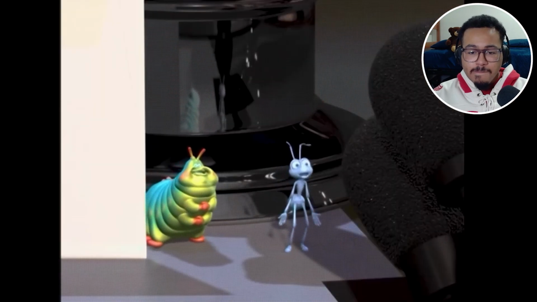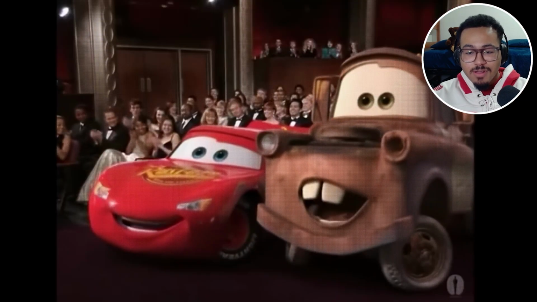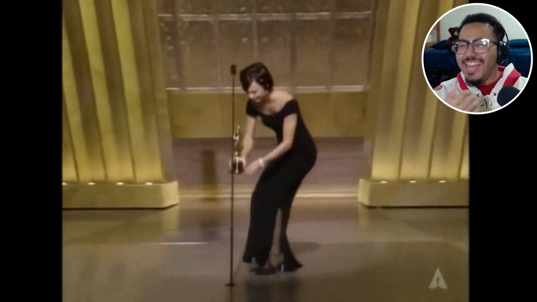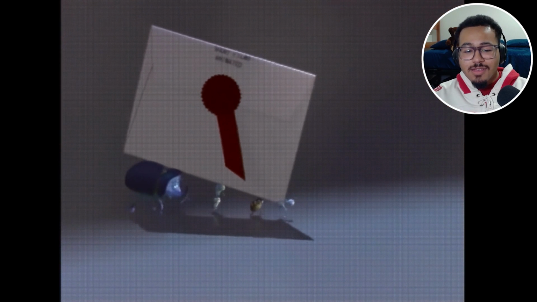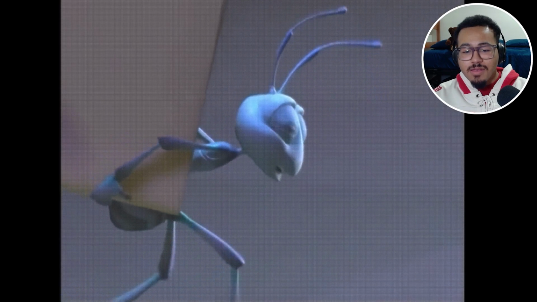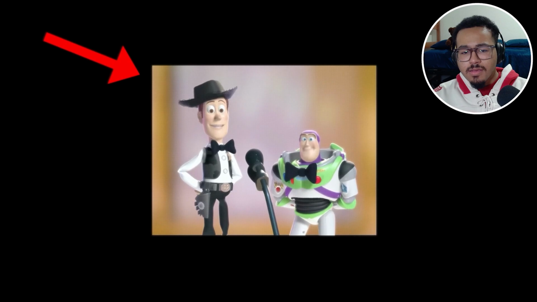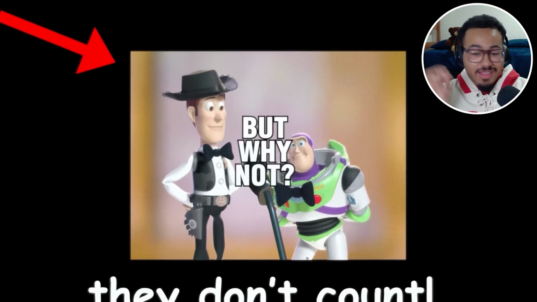Toy Story, A Bug's Life, Monsters Inc., The Incredibles, Cars, and even Up have all made physical appearances at the Oscars. I can't take that seriously. A freaking car presenting something. And I know your immediate instinct is probably to say, oh, come on, these are just cute little gags for the Oscars. They don't count. But why not?